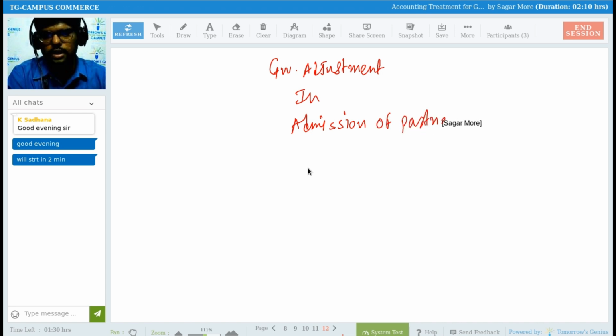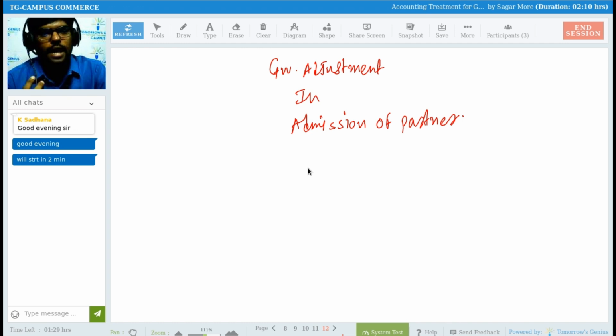We already did this in the previous chapter, treatment of goodwill, where we solved one or two questions. We are going to solve more questions here and understand which journal entry we have to pass. In treatment of goodwill we covered four sessions, and in the third and fourth we covered goodwill adjustment in case of admission of a partner.